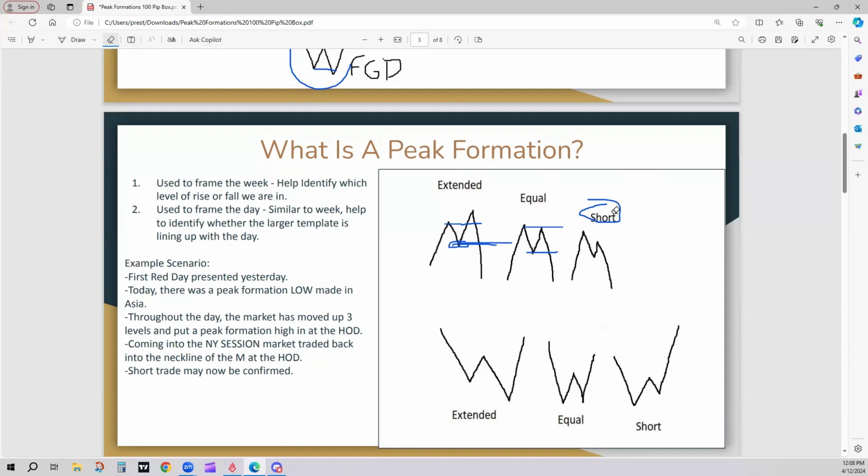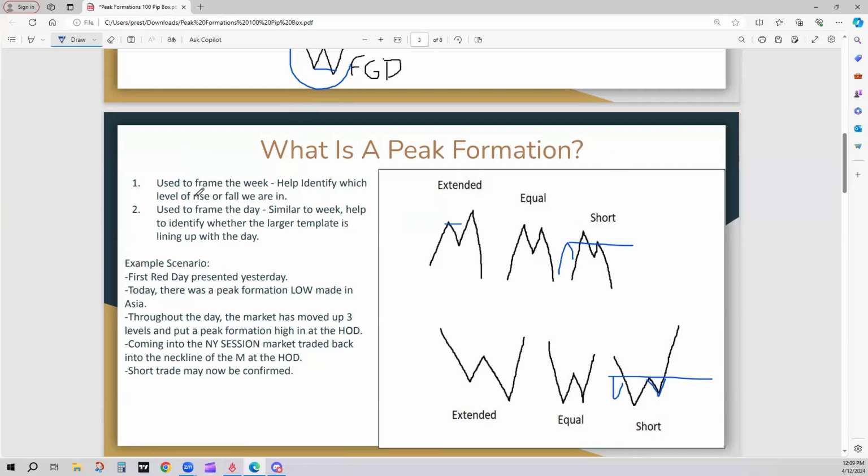Same thing goes for the W's, just on the flip side. Extended where they extend the low, equal where there's equal lows, and then a shortened where it doesn't quite make it back down to the low. I want to make a note on the shortened. A lot of times this could also present as a head and shoulders or an inverse head and shoulders where you got a left shoulder and then the head and then the right shoulder, and you're thinking, maybe they're going to go back down to the low, but you need to look left a little bit. And that is still a peak formation. It's just a head and shoulders instead of that shortened version of the M.